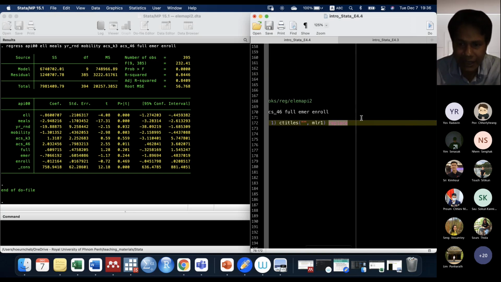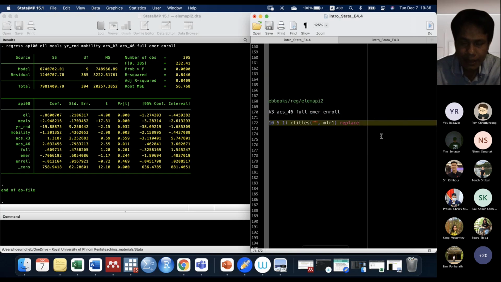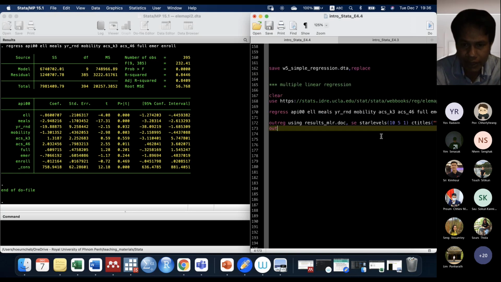If I write this again, all right, let me write it. I use outreg2, okay, using. Then you decide what your file name is. Result slash MLR dot doc. This is the Word file. All right, so this is what you have to fill in.